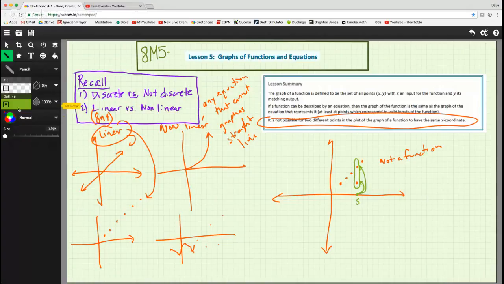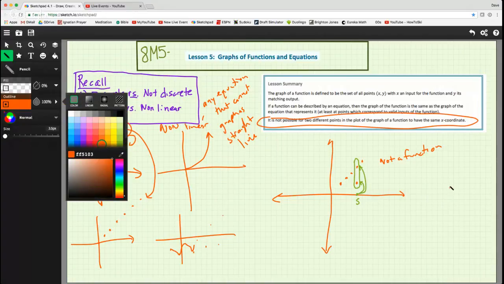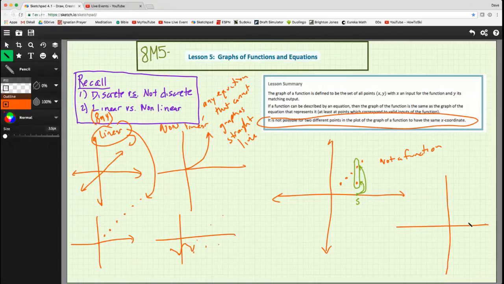Okay. Similarly, this is not a function because I can find points here where I have an x input of 2, but I have 2 y values. Or even here, I have a point of x equals -2, and I have 2 y values. So these are kind of the two things that we're going to go over today.